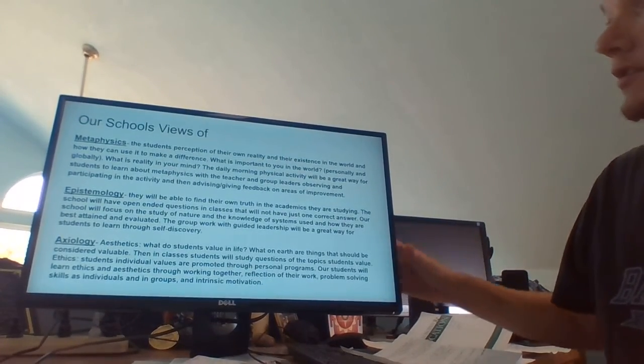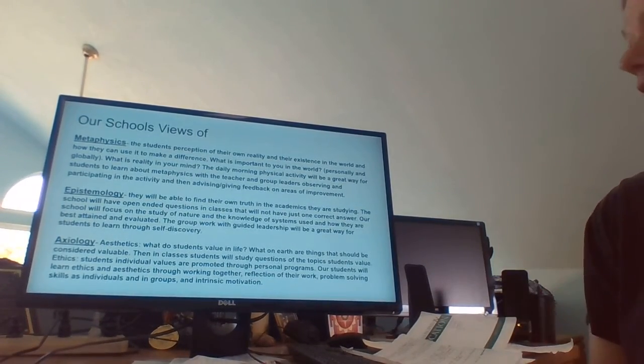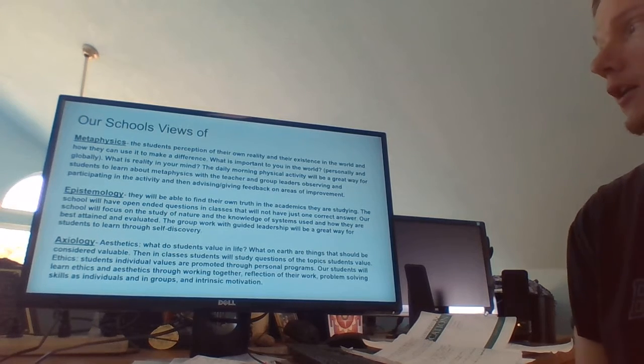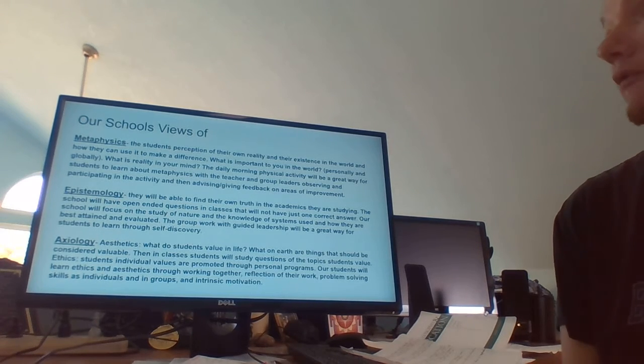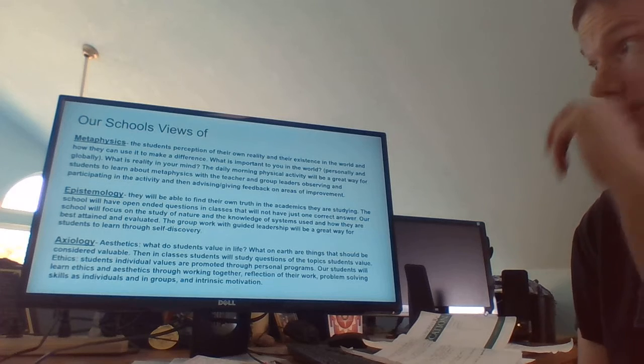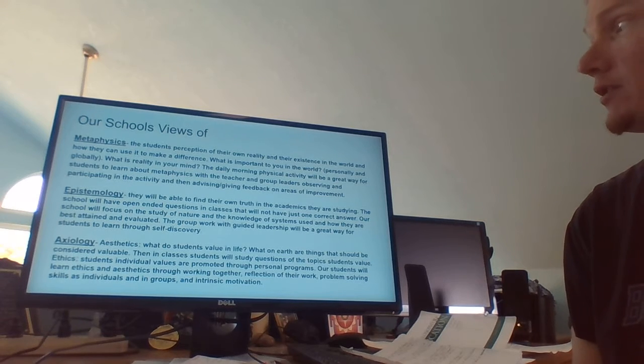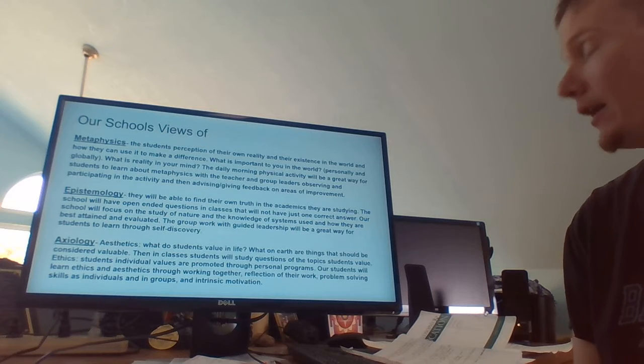So metaphysics, quick overview of that. I say our daily morning physical activity is a great way for students to learn about the metaphysics with the teacher and group leaders observing and participating in the activity, and then advising, giving feedback on the areas of improvement.